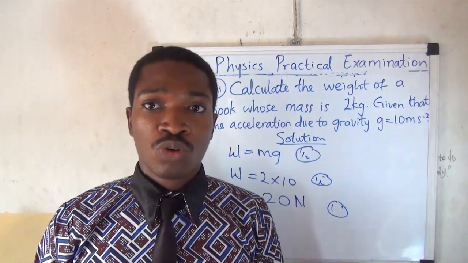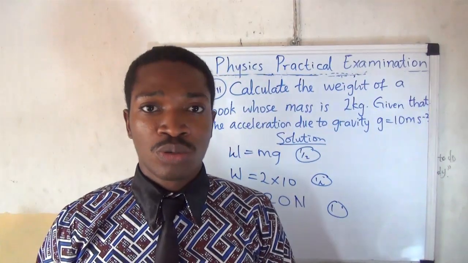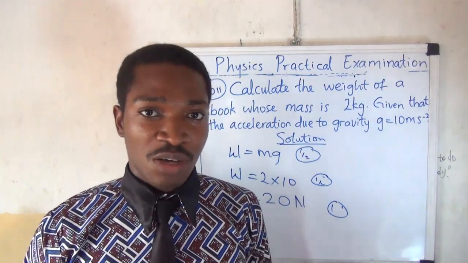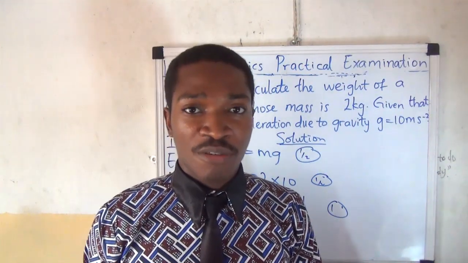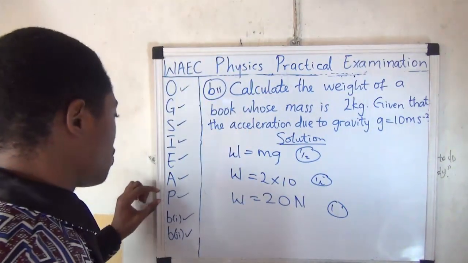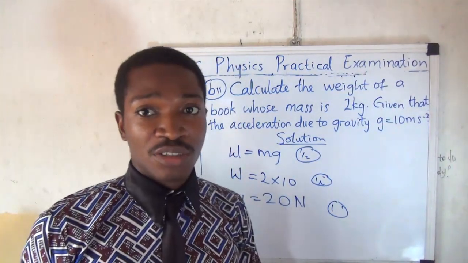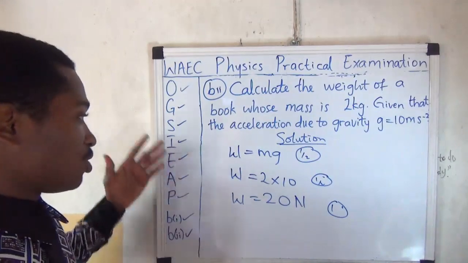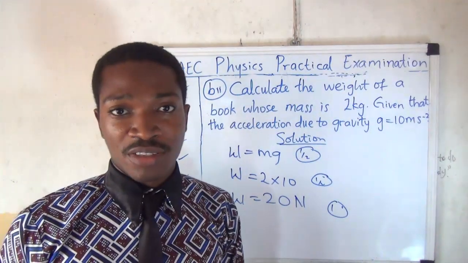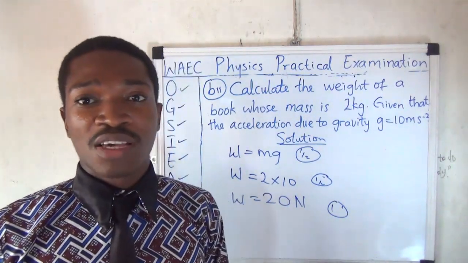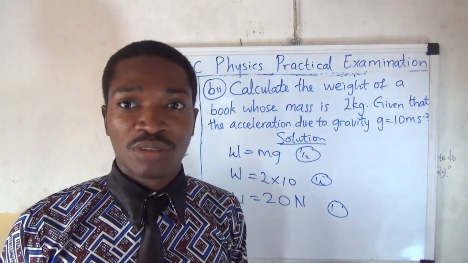You just imagine a situation whereby you would perform the experiment. What would you do? Which precautions would you take while performing the experiment? So you say I would avoid parallax error. That's your precaution when you are taking your GCE. But for WAEC and NERCO, your precautions would be past tense. So that's that about how to make an A in your examination.